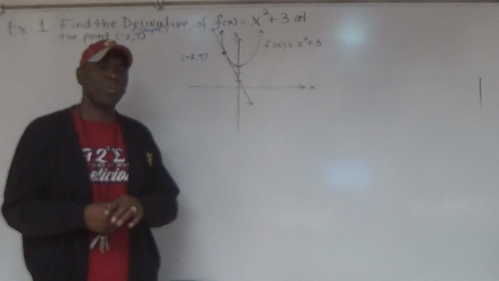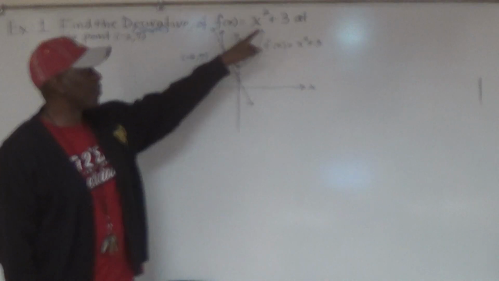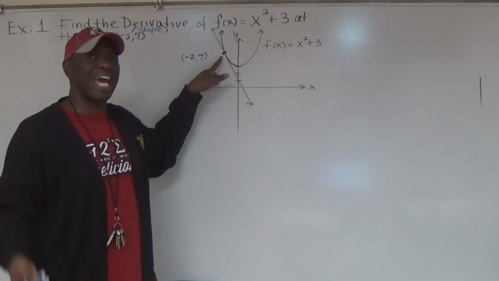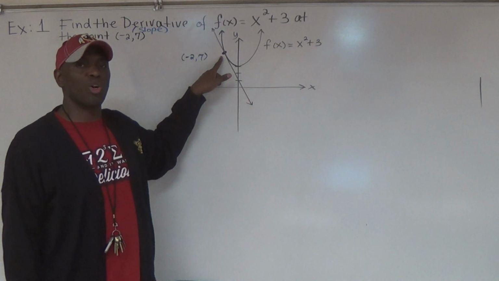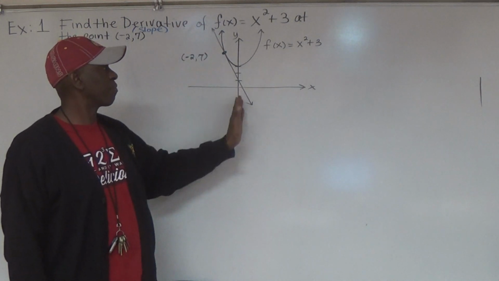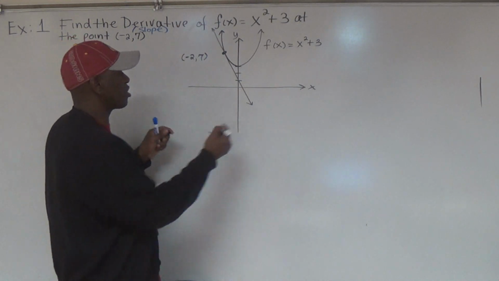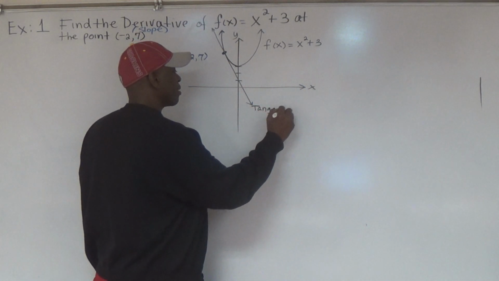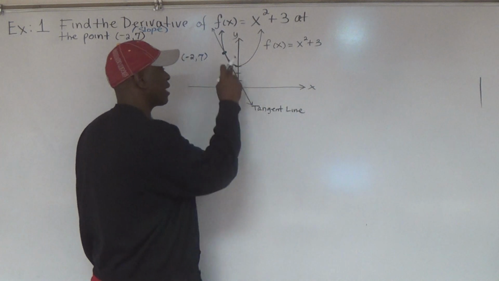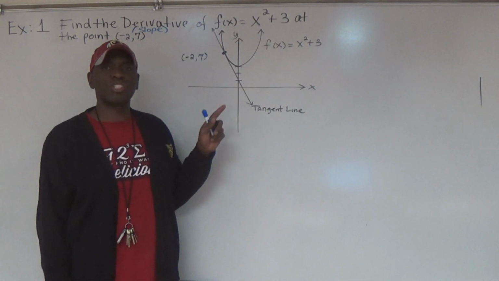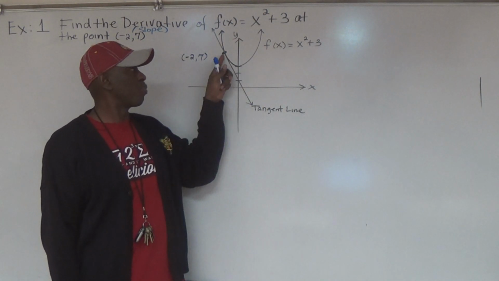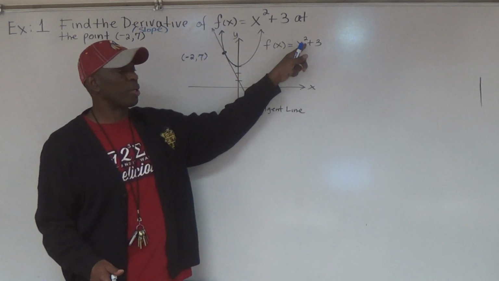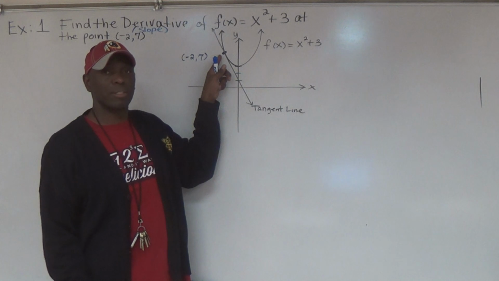So I want to know what is the slope of this curve at this point, which is the same thing as asking what is the slope of the tangent line at this point. Because this right here is called a tangent line. So what is the slope of the tangent line at this point? Or what is the slope of the curve, x squared plus 3, at this point?